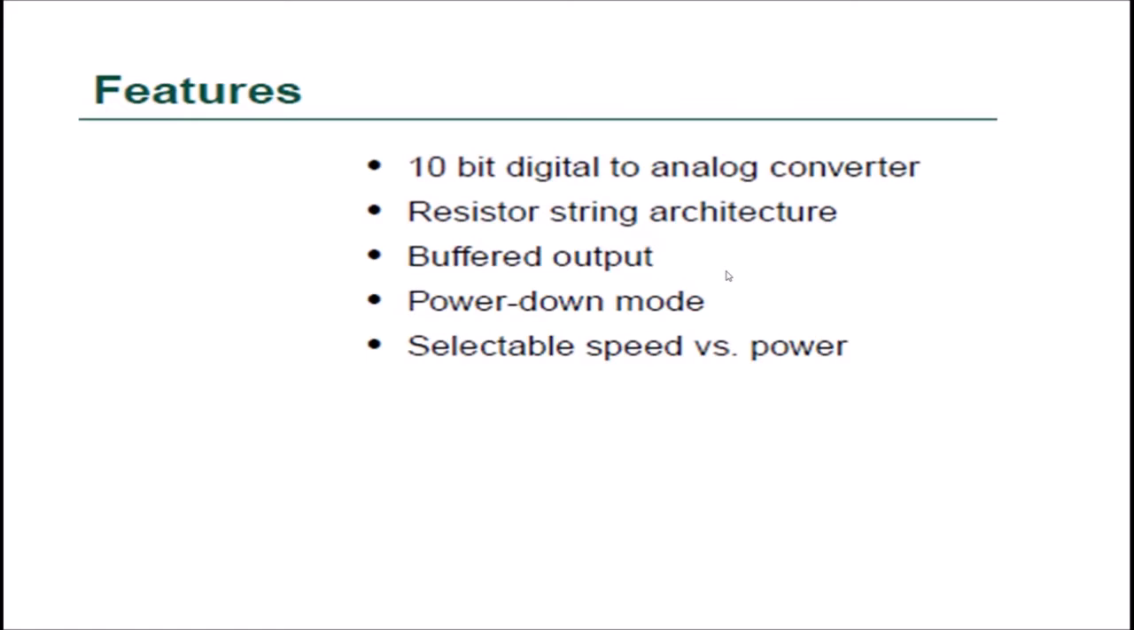Then the DAC used here is a register string architecture DAC. It has a buffered output. Power down mode is also available. So whenever we are not using this DAC, it can go to the power down mode. Then selectable speed versus power feature is available. So we can select the speed, and according to speed, the power consumption will vary.